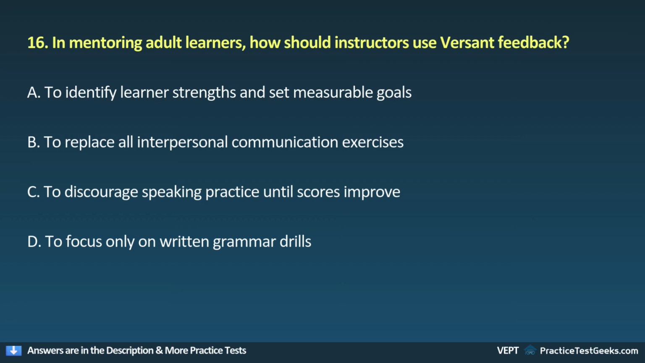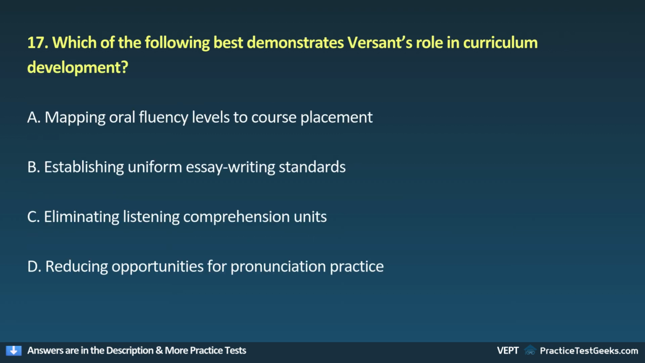16. In mentoring adult learners, how should instructors use Versant feedback? A. To identify learner strengths and set measurable goals. B. To replace all interpersonal communication exercises. C. To discourage speaking practice until scores improve. E. To focus only on written grammar drills.